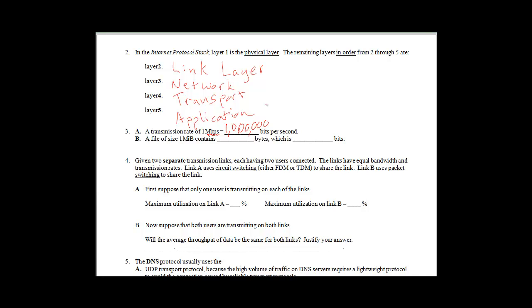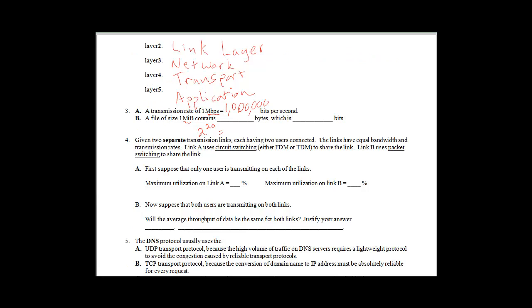Now a file size of 1 megabit, and that's a binary prefix, you know that because of the I, contains how many bytes? Well, that's going to be 2 to the 20. 2 to the 10 is kilobits, 2 to the 20 is megabits. So we're going to have, I don't know if it'll even fit here, 1,048,576 bytes.